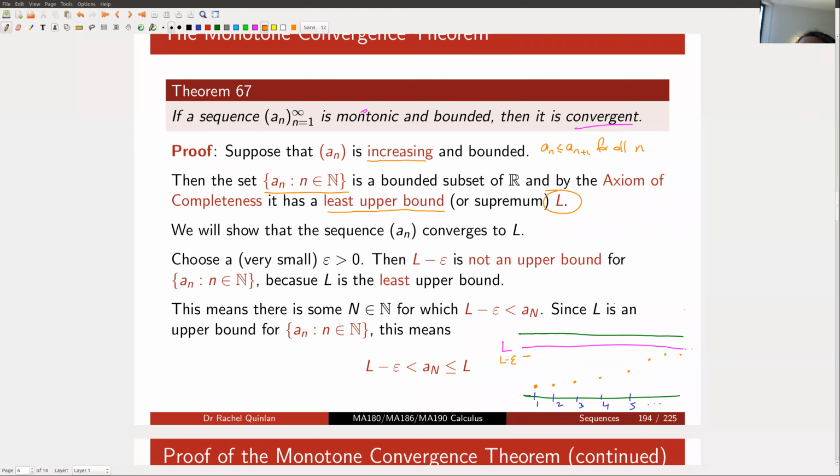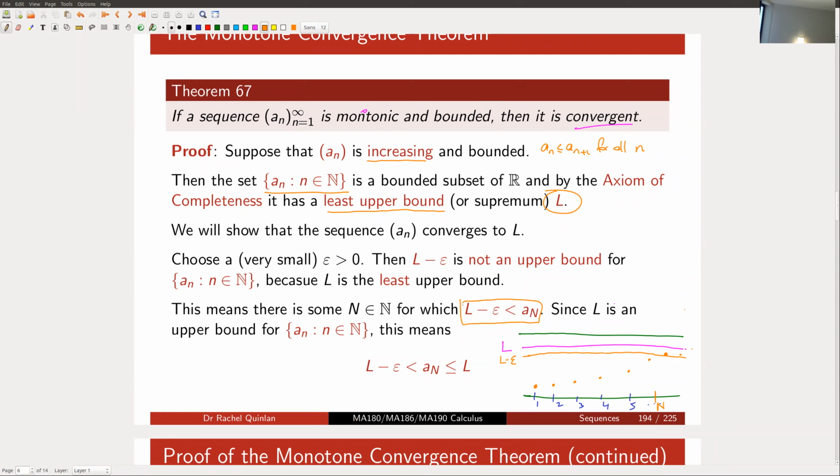So if we choose a very small epsilon and draw the line L minus epsilon just below the line L there, and remember again, there's nothing in the picture that's above the line L because L is an upper bound for our sequence. So it's the lower side we have to think about. L minus epsilon is not an upper bound for the terms of our sequence, because L is the least upper bound, it's the supremum. And this means there's some n with the property that the nth term, a_n, is greater than L minus epsilon.